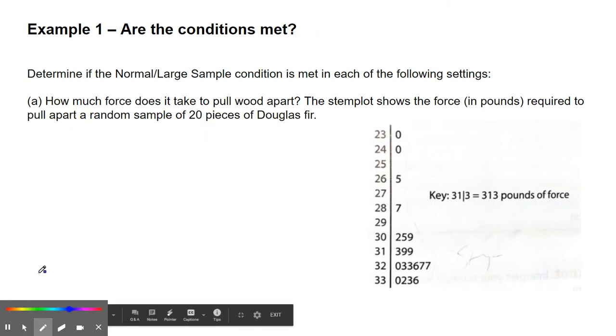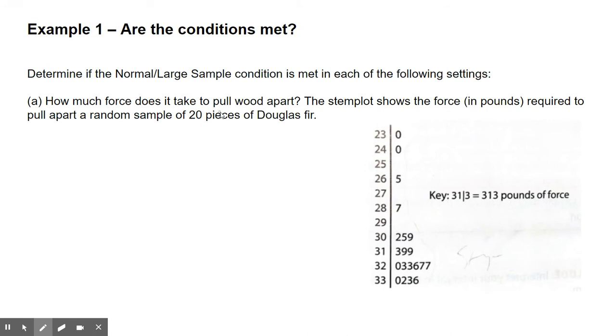Okay, so I have two examples here. Example one, or part A, are the conditions met? Determine if the normal large sample condition is met for each of the following settings. How much force does it take to pull wood apart? The stem plot shows the force in pounds required to pull apart a random sample of 20 pieces of Douglas fir. So I'm going to go through the whole checklist. Number one, does it say population in the problem, or say normal population? No. Number two, what's your sample size? Your sample size is 20. That's not big enough.